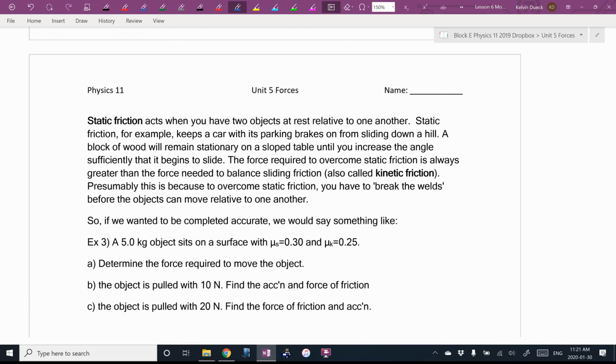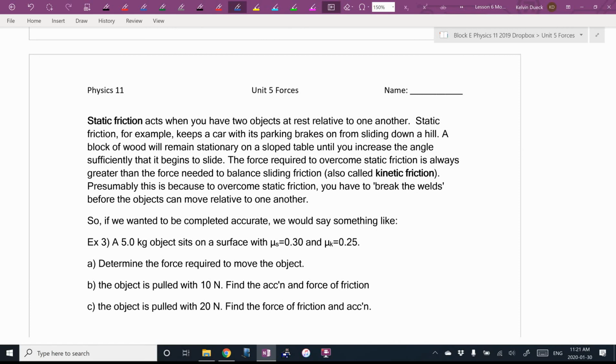Now, what if I pull with 20 newtons? This desk is almost ready to go. I can feel it. It's just about ready to go, but static friction is matching me. And as soon as I go to 20.1 newtons, now I've overcome static friction. And it gets easier because now that it's moving, the friction just changed. It's no longer 20. It got smaller.